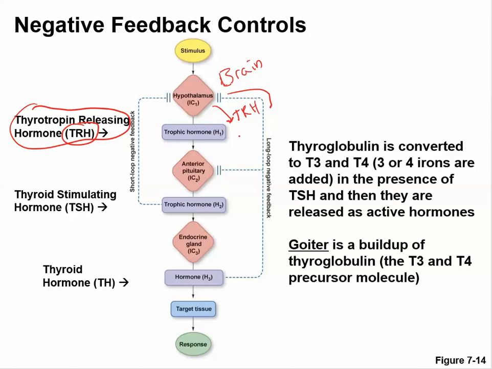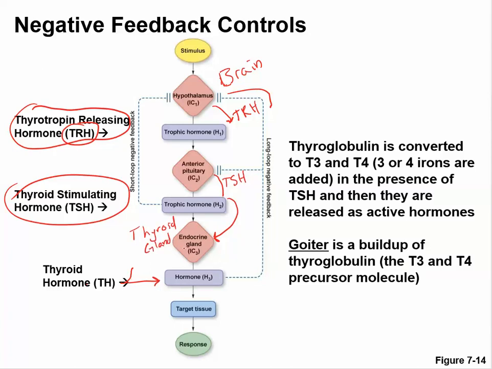And then the TRH has its effect on the anterior pituitary. Okay, and then the anterior pituitary releases something called thyroid stimulating hormone. Okay, and then that will go and have its effect on the target tissue, or wait, I'm sorry, I skipped a step there. It will have its effect on the endocrine gland. So this guy needs to be moved up. So this is the thyroid. Keep it all straight here. This is the thyroid gland. So that's the endocrine gland.